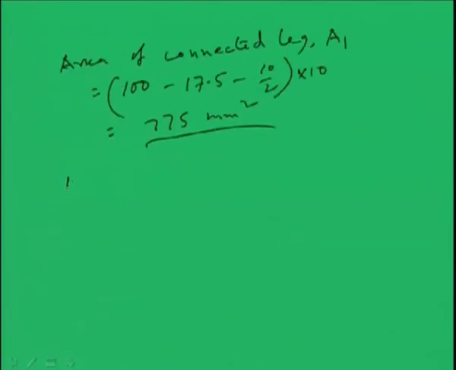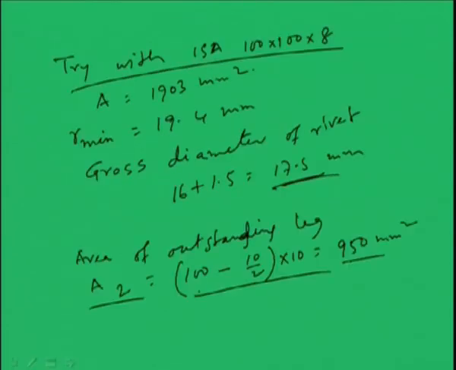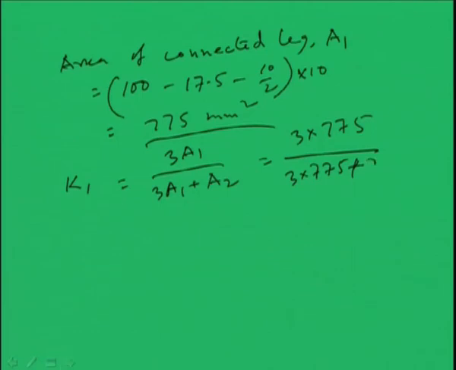So with this we can find out the value of K1. K1 is basically, we know, 3A1 by 3A1 plus A2. So the coefficient can be found out now: 3A1 by 3A1 plus A2, A2 is 950, so plus 950 we can add. So this is coming after calculation as 0.71. Okay. So the coefficient K1 we got as 0.71.